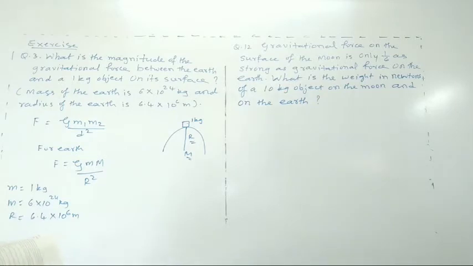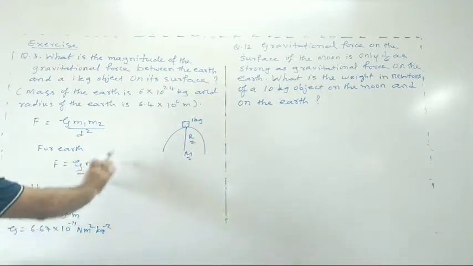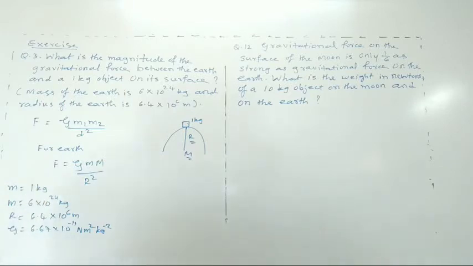Then you also know the gravitational constant G value, 6.67 multiplied by 10 raised to negative 11 Newton meter square per kg square. Sorry, 6.66, which you round up to 6.67. So now you only have to put these values in this formula.